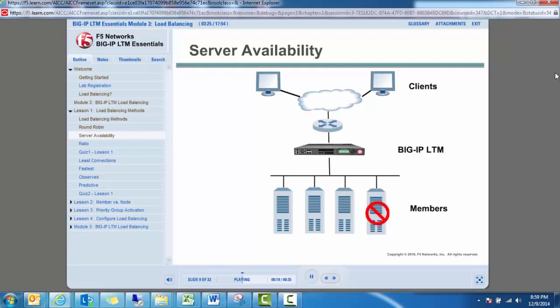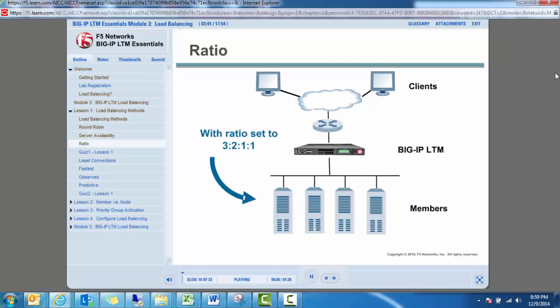Let's examine the round robin example for a moment. Suppose server 4 has been marked offline or disabled by a monitor or an administrator. Using the round robin load balancing method, BigIP distributes client requests evenly across the remaining available 3 servers. The ratio method is appropriate to use if some pool members are more powerful than others. In this example, the ratio is set as 3:2:1:1. As a result, BigIP sends 3 times as many requests to server 1 and twice as many requests to server 2, as compared with servers 3 and 4.